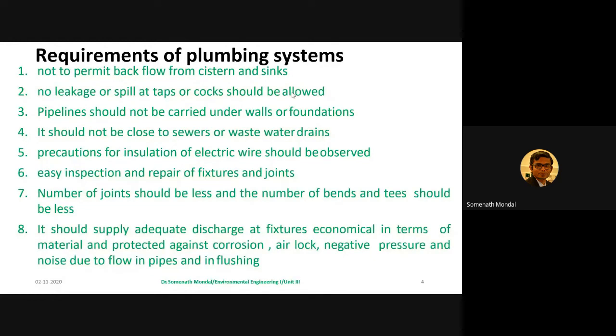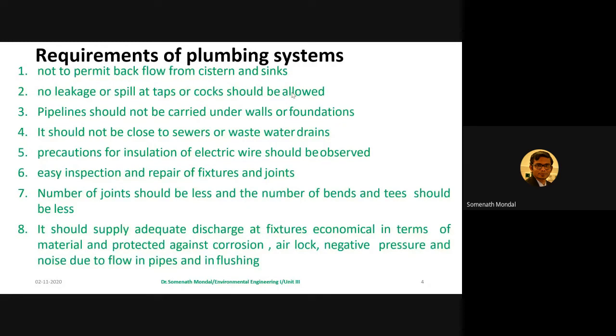So now we'll be talking about the requirements of plumbing system. So what it does, plumbing system, what are the important requirements, so let us try to understand this. The first one, it says, plumbing of water lines should be such as not to permit backflow from cistern and sinks. Fine. So this part is very important. We have to do plumbing in such a way that there is no backflow from the cistern or sinks, because that will contaminate the water. So we'll have to make sure of this part.